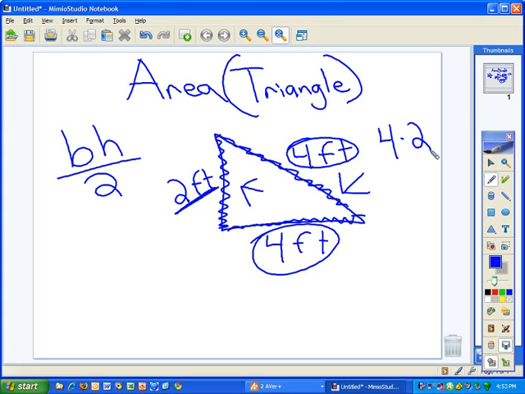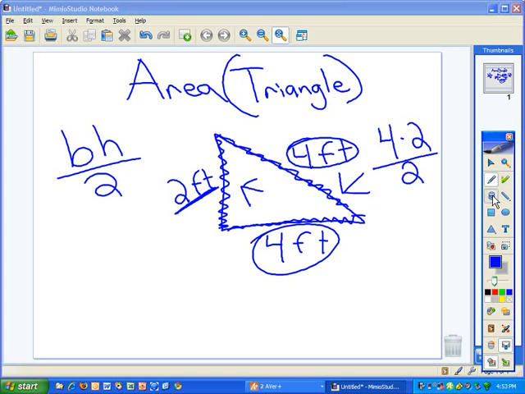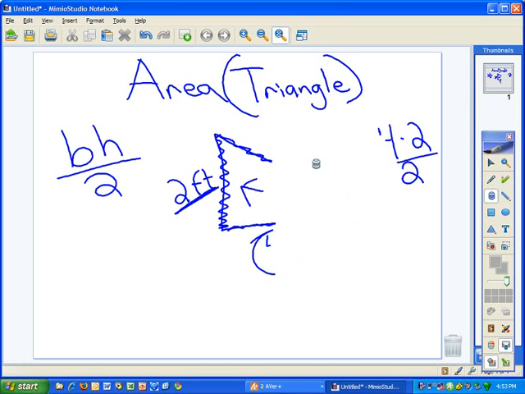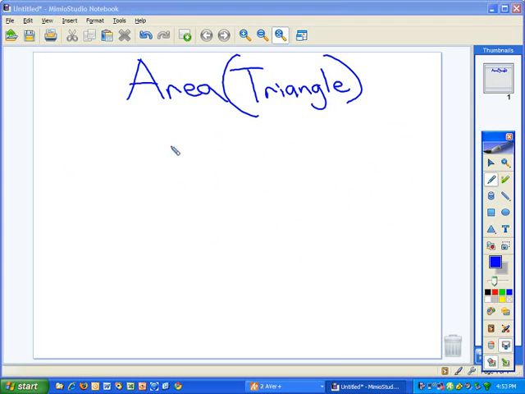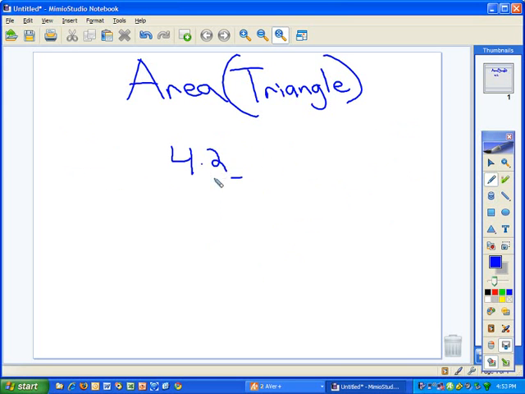And I just replaced my base with a 4, my height with a 2, and then now I have to write that over 2. 4 times 2 over 2, or 4 times 2 divided by 2. So if I know that's my formula, I can go ahead and erase all of this and make some more room for myself. And I can go down and I can write 4 times 2 over 2, which we know is the same thing as 8 over 2.